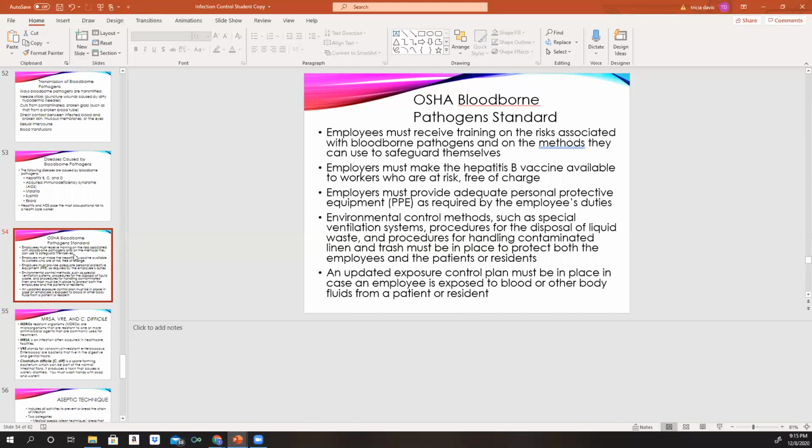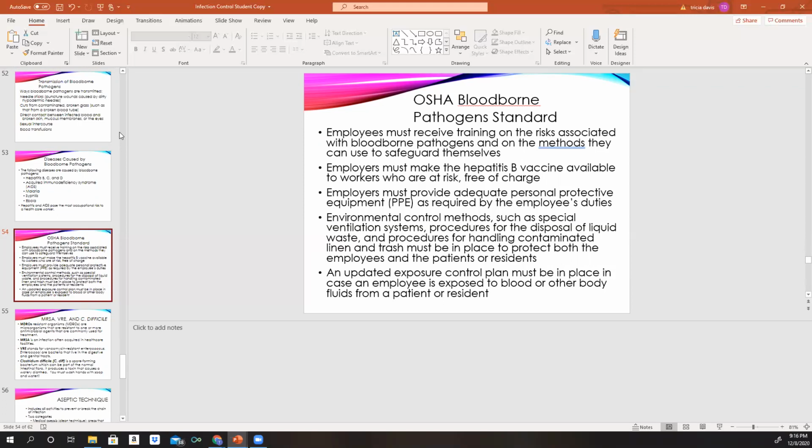So OSHA has determined that there are certain standards that facilities should take to prevent bloodborne pathogens from being spread. They have decided that employees must receive training on the risks associated with bloodborne pathogens and on the methods that they can use to safeguard themselves. Employers must make the hepatitis B vaccine available to workers who are at risk and free of charge. Employers must provide adequate personal protection, PPE, as required by the employee's duties.